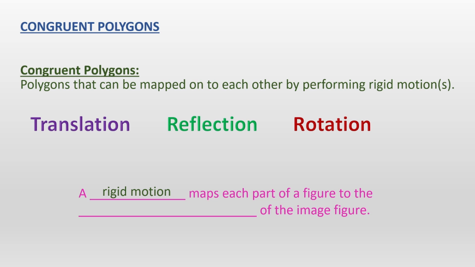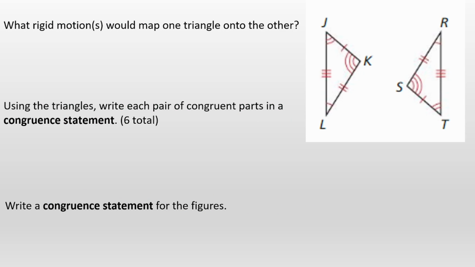And so we would say a rigid motion maps each part of a figure to the corresponding part of the image. We have an example here of these two triangles, triangle JKL and SRT. The first question is, what rigid motion could you use to map one of these triangles on top of the other? The rigid motion that we would use would be a rotation of 180 degrees. So you could rotate JKL by 180 and it would land on SRT, or you could rotate SRT 180 and it would land on JKL.